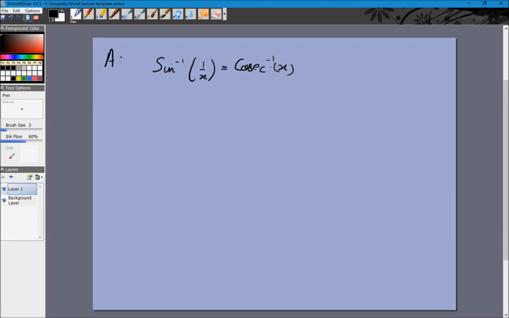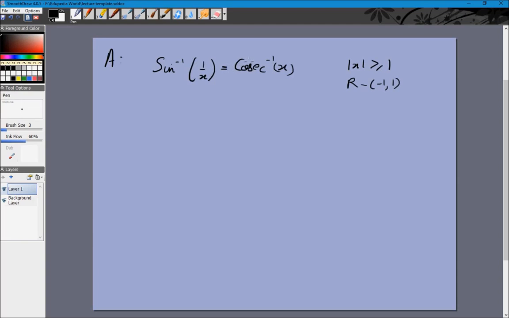Now we know the domain of cosec inverse of x is R minus (-1, 1). So obviously mod x greater than or equal to 1 is the same as saying R minus (-1, 1). If this was a closed bracket, there would be no equal to sign here. I explained that in the previous video. And if mod x is greater than or equal to 1, mod of 1 by x is less than or equal to 1, which is the domain of sine inverse x. Right. So this is the first formula.